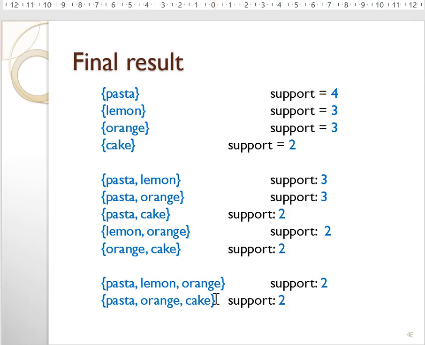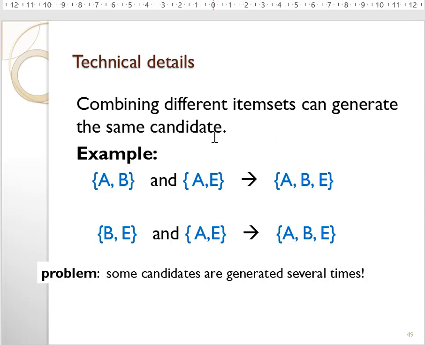So, what I explained to you is the apriori algorithm. Now you should understand the main idea already. Okay, so now I want to explain some technical details about this, if you want to do the programming. So, one important detail, if you want to do programming, is that if you combine different item sets, you can obtain the same candidate. So let me explain to you this idea.